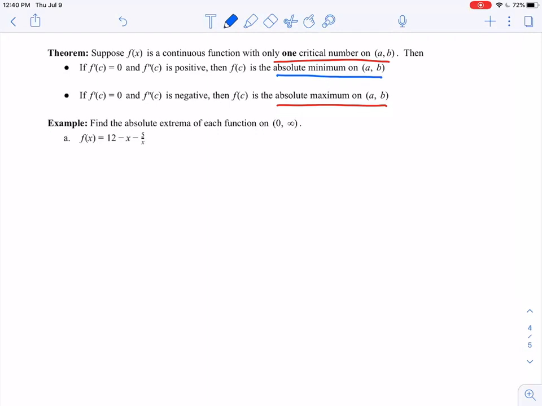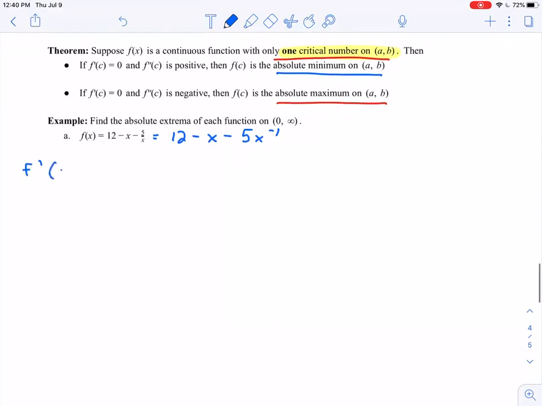Well, okay, I want to find the absolute extrema. I start by saying I want to find my critical numbers on this open interval. So I want the derivative. I'm going to, first of all, just rewrite this function so that it's easier to work with: 12 minus x minus 5x to the minus 1 power. So that when I take my derivative, f prime, let's see, derivative of 12, that would be 0. Derivative of negative x is negative 1 plus 5x raised to the negative 2 power, or negative 1 plus 5 over x squared. So this is my first derivative.